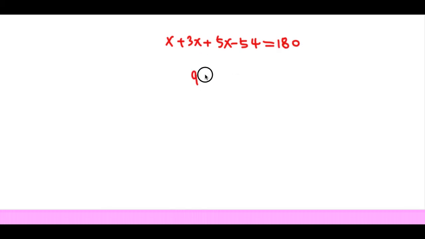Let's look at number 6. The degree measures of the angles are represented by these. Find the value of x. So what are we going to do? We're going to add them up and set it equal to 180. x plus 3x plus 5x minus 54 has to be equal to 180. Now here we get 9x minus 54 is equal to 180. Adding 54 to both sides, we get 9x is equal to 234.